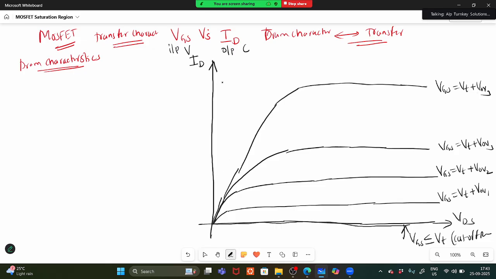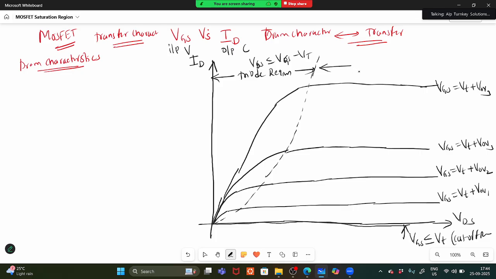So I told you, what is the locus. If you consider this as the locus point, from here this is the triode region. What is the condition? VGS is greater than or equal to VT, and VDS is less than or equal to VGS minus VT. And this is all saturation region.